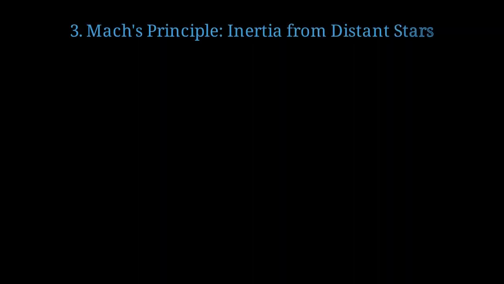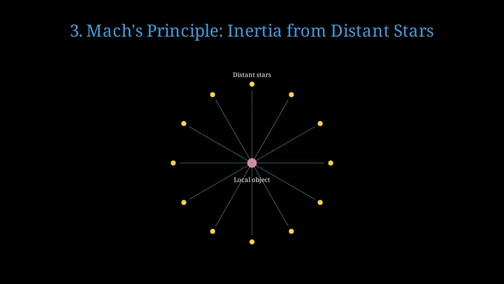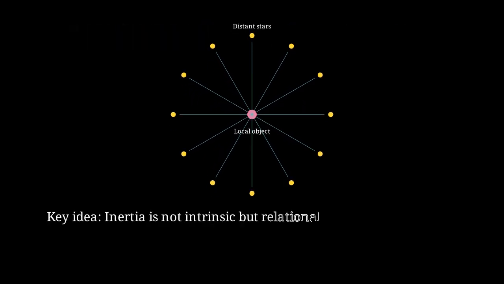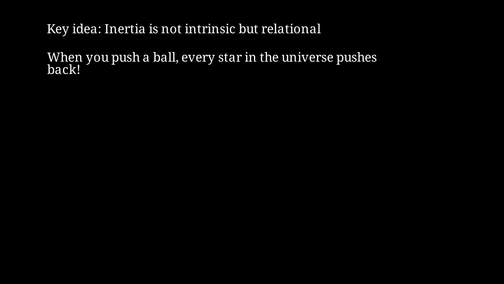Ernst Mach proposed a radical idea. Inertia comes from distant matter in the universe. Mach proposed that when you accelerate an object, you're actually accelerating it relative to all the distant stars and galaxies. The key insight is that inertia isn't intrinsic to the object, but arises from its relationship to all other matter. When you try to accelerate a ball, somehow all the distant matter in the universe resists, creating inertia.